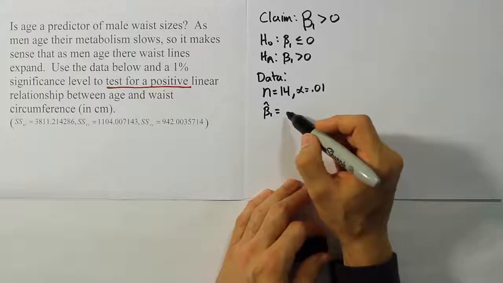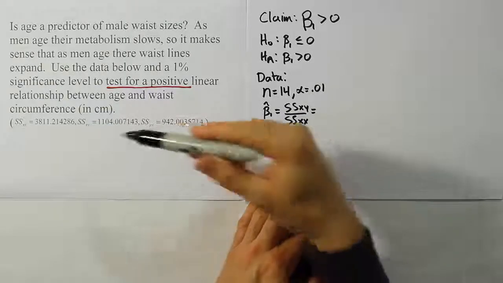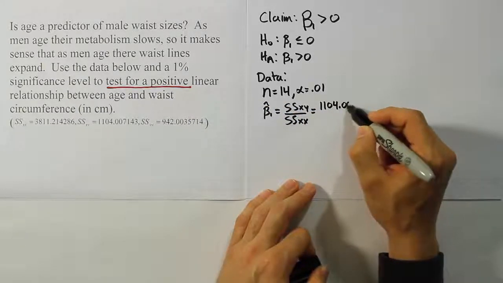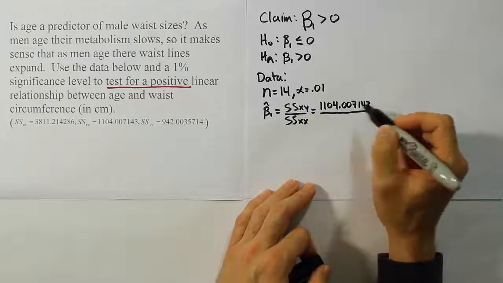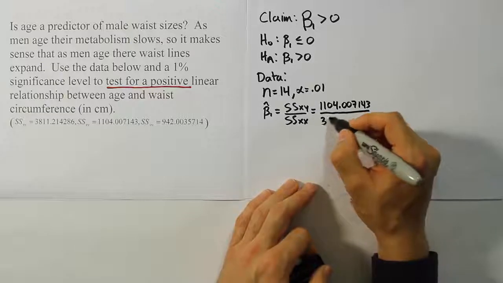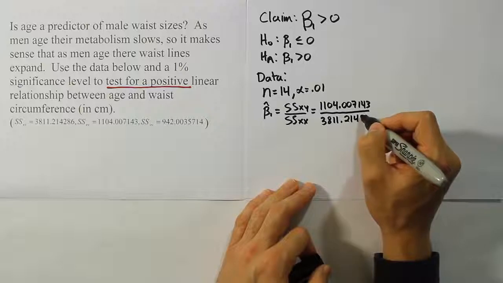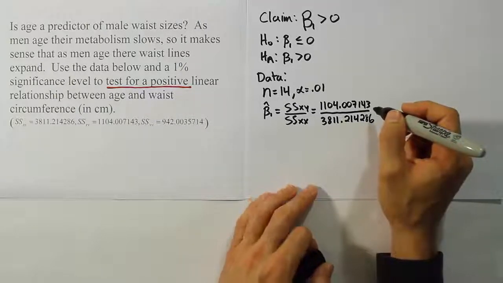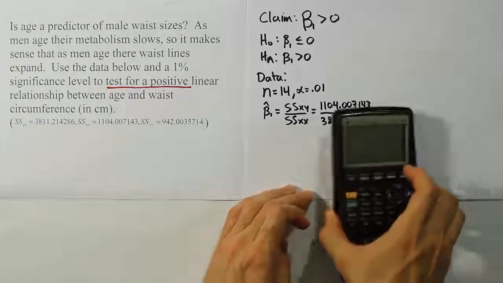Okay, so now we're going to plug that in as sum of square xy, the mixed term, over sum of square xx. Now looking at our numbers that were provided to us, we have the sum of square xy as 1104.007143 divided by sum of square for xx, which is 3811.214286. Okay, so those are all the digits they gave us. Let's go ahead and do the division then and come up with our slope for the problem.